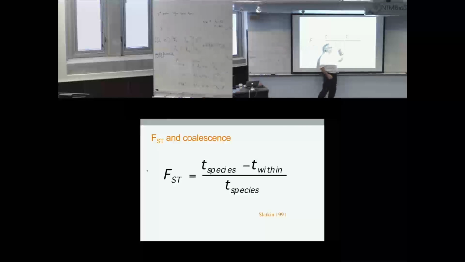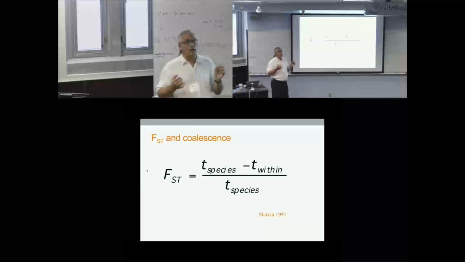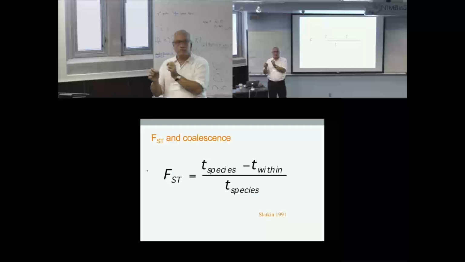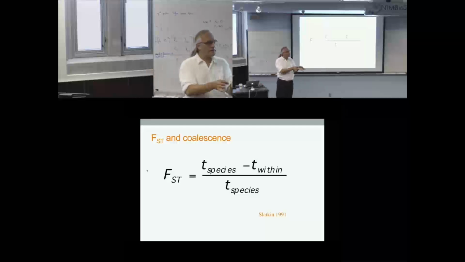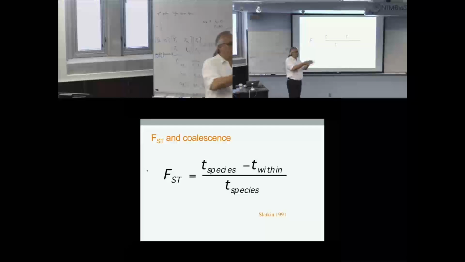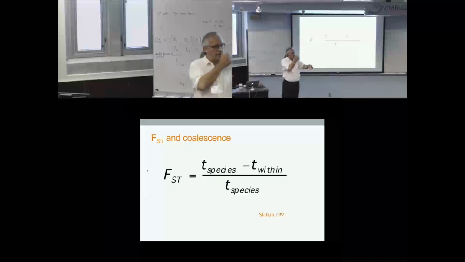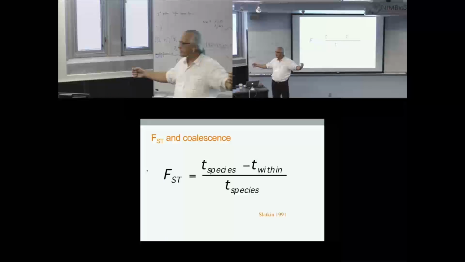And this T within is the same thing. It's the average time to the most recent common ancestor when the two alleles that you're looking at came from the same subpopulation. Now, alleles that come from the same subpopulation are on average going to have a shorter time to a most recent common ancestor than individuals that are in different populations.